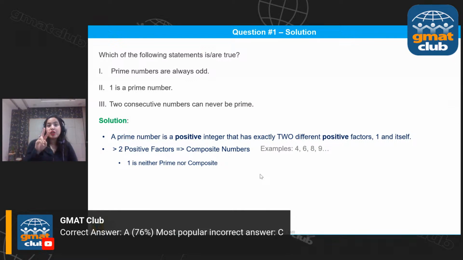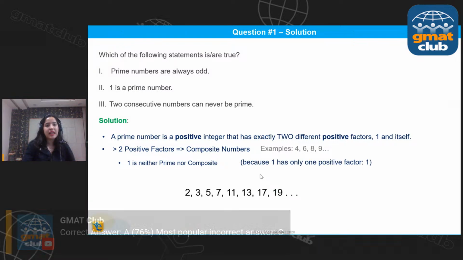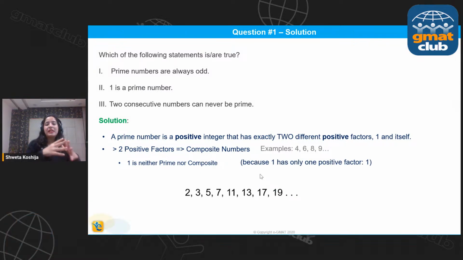So it's not exactly two factors which can make it prime. It's not more than two prime factors, which can make it what? More than two factors which can make it composite. That's why 1 is neither prime nor composite. And this is now the list of the first few prime numbers, consecutive prime numbers. There are, of course, infinite more as you go on.